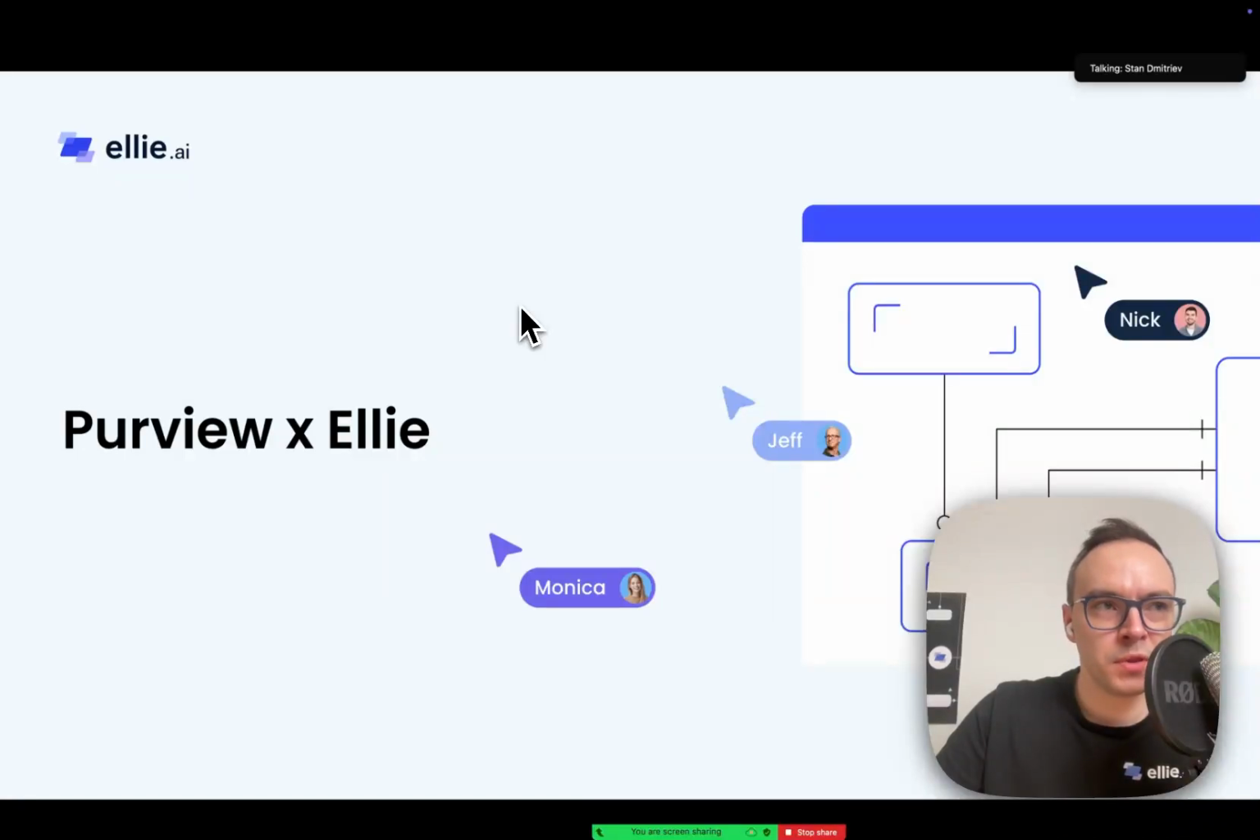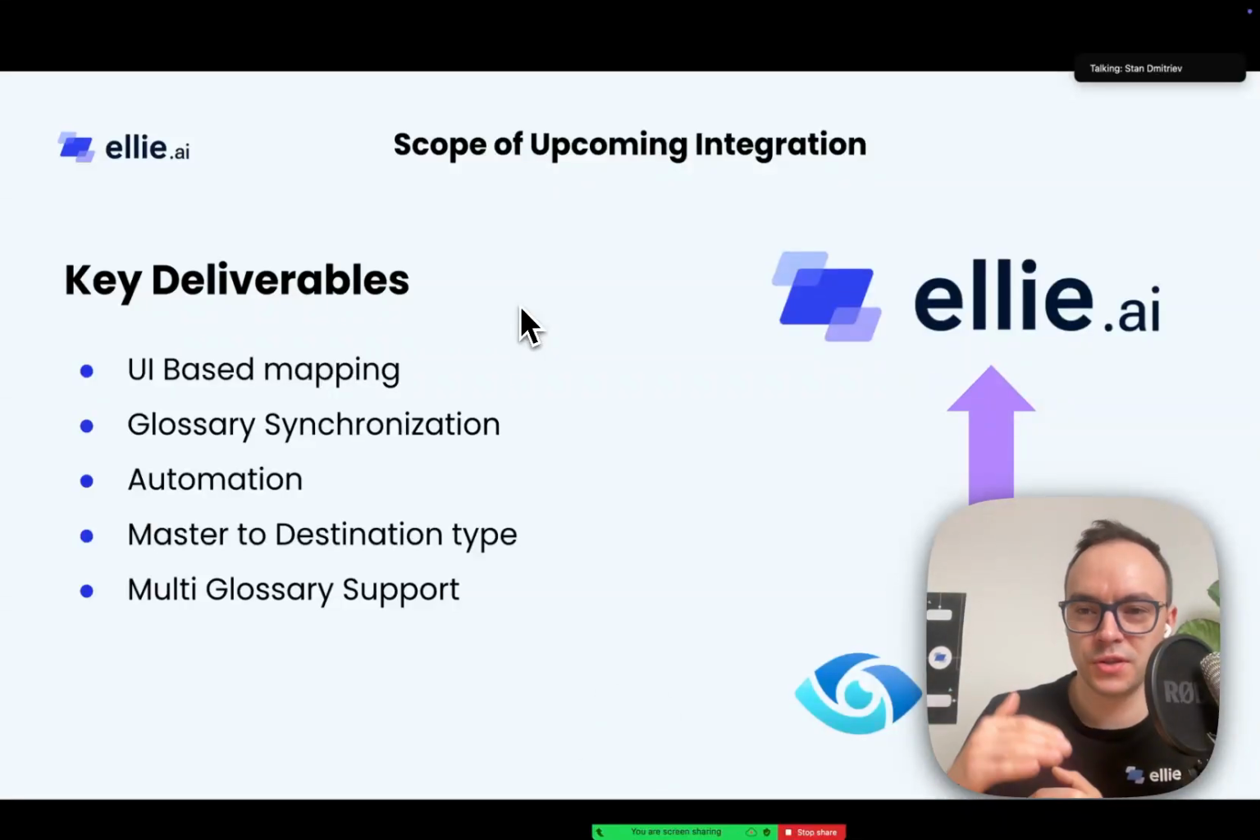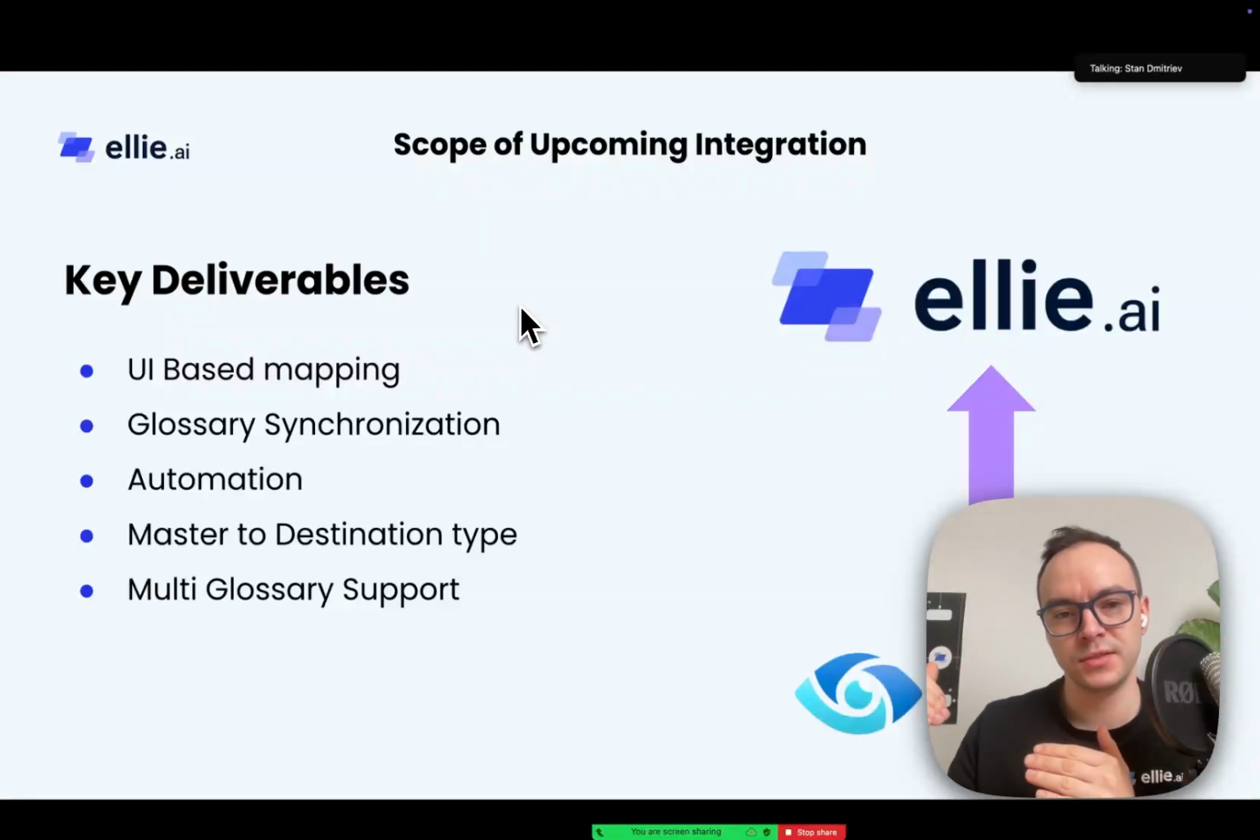So this is something we plan to release by the end of the year, and it will be a direct integration between Ellie and Purview. There will be a UI-based mapping, so you don't need to set up any scripting. You can just connect your Purview environment with Ellie through our UI, and you'll be able to sync glossaries between the tool. You'll be able to set how often these synchronizations should happen, and also set which of the glossaries should be master and which should be the destination.